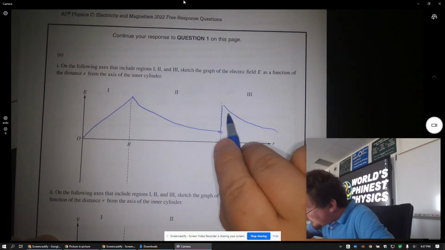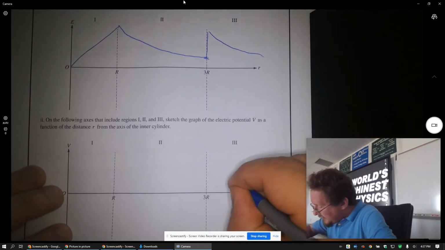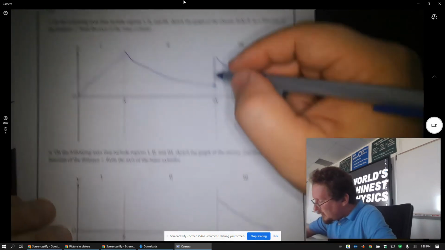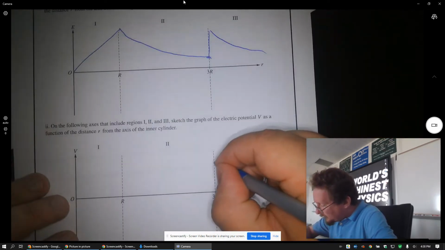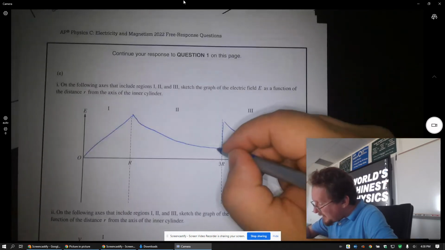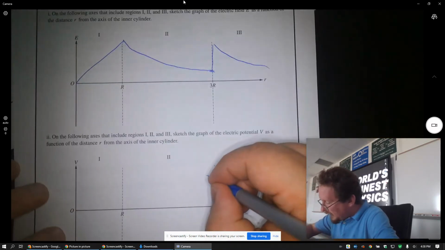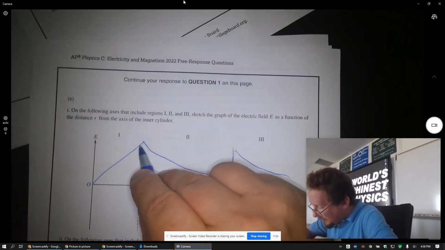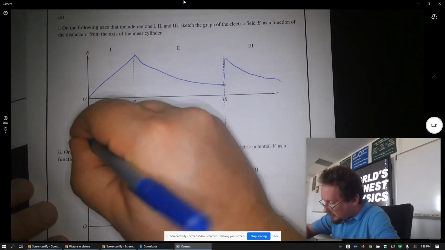Because this is a positive electric field, this is going to be a negative slope. As the electric field gets bigger, the slope gets bigger. But now the electric field jumps down, so the slope is going to jump down again. But now the electric field goes up, so the steepness of the slope goes up. And then the electric field goes down, so the steepness of the slope goes down.